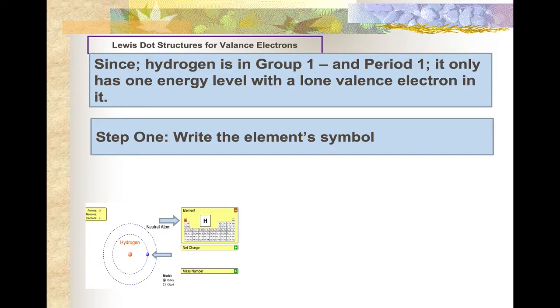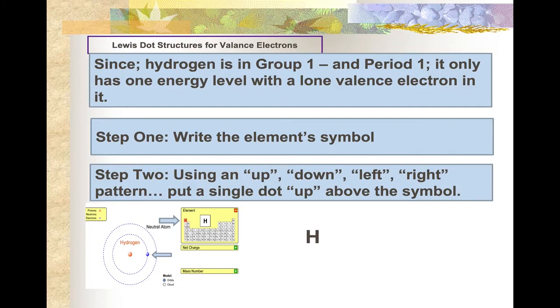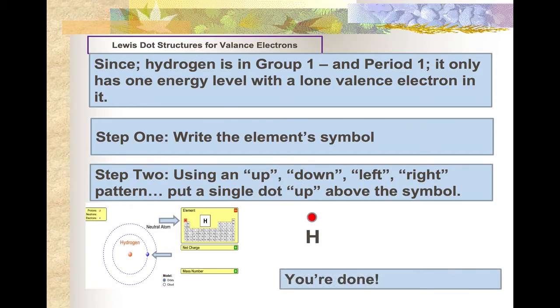Lewis dot says we have a couple of steps. Step 1, write the element symbol. So for a Lewis dot structure, hydrogen, that's its symbol. Write it. Next, using an up, down, left, right configuration or pattern, in this case I only have one, so put it in the up position. So it's going to be above the symbol. You're done. That's what Lewis says.